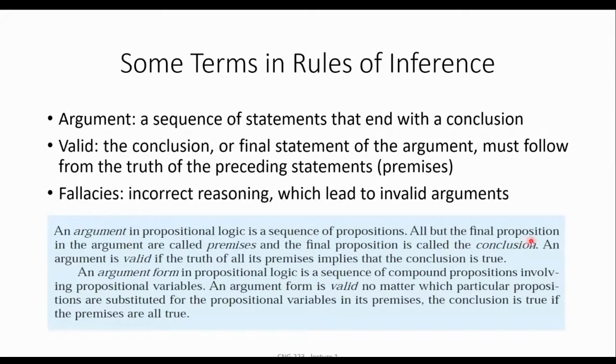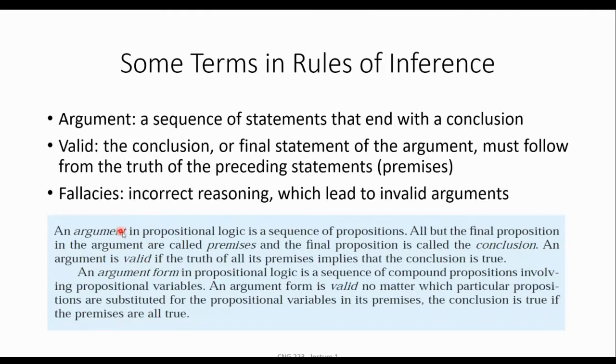All but the final proposition in the argument are called premises, and the final proposition is called the conclusion. So inside the argument, we have a sequence of premises, and at the end, the last one, which is our conclusion, we call it the conclusion.